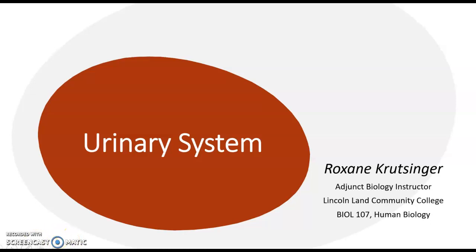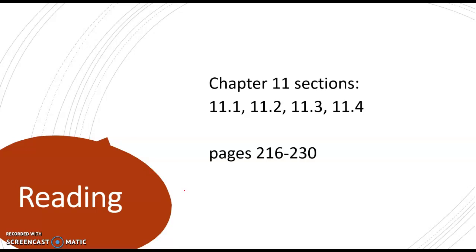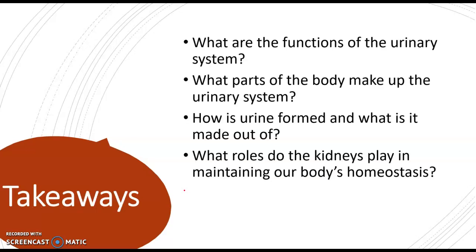Okay, we are starting chapter 11 today, which covers the urinary system, our next body system. Chapter 11, we are going to look at sections 1 through 4. So remember, for each of our body systems, we are only responsible for the assigned reading. We're going to be answering these following questions.